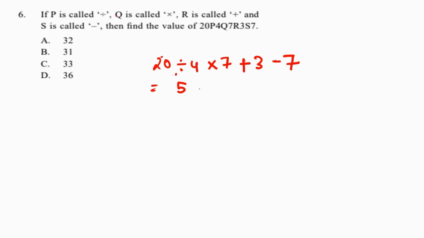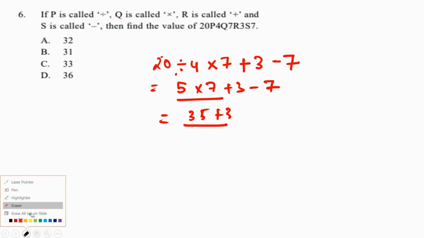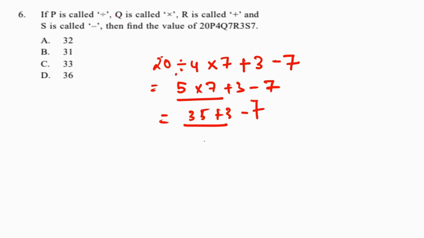20 divided by 4 is 5, multiplied by 7 plus 3 minus 7. Next, we perform multiplication. Then we perform the addition, and finally the subtraction, which gives us 31. Option B is the answer.